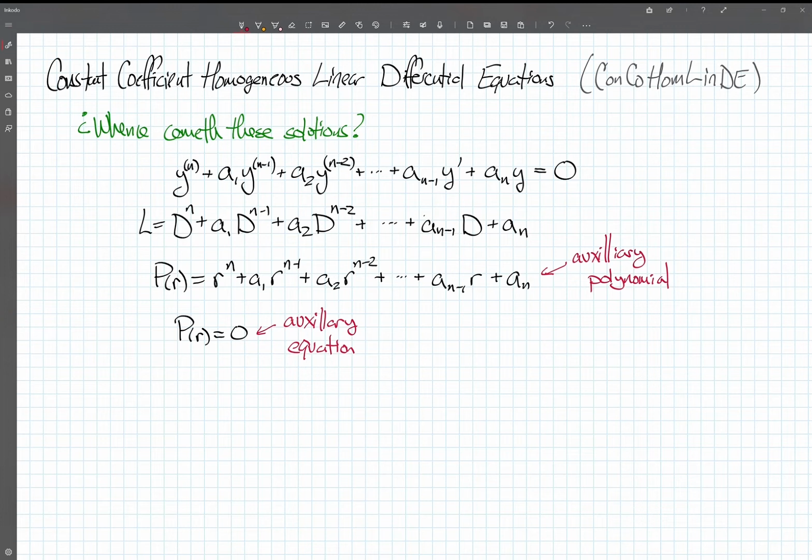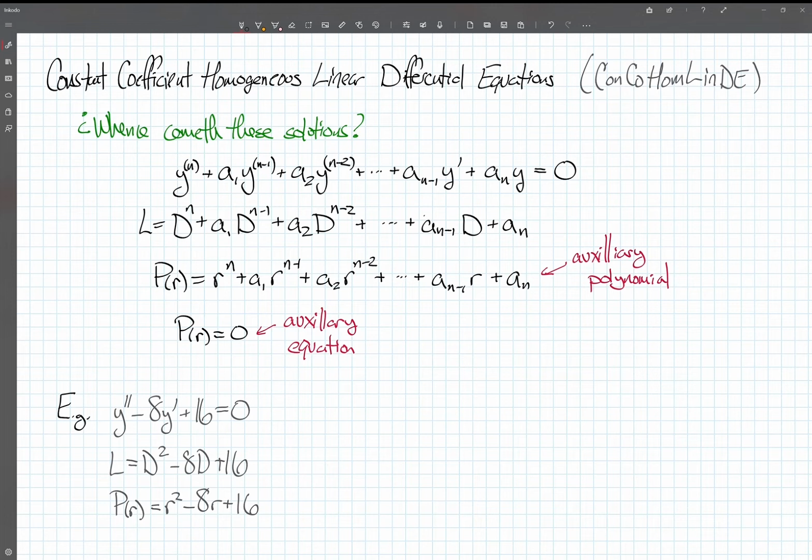So let's give an example where we just compute the auxiliary equation and find the auxiliary roots. If we look at this equation, y double prime minus 8y prime plus 16y equals 0, the corresponding operator is D squared minus 8D plus 16. So to get the auxiliary polynomial, you just replace D with r. And let's write down the auxiliary equation. Notice that that factors. So our auxiliary roots are just r equals 4. And I want to observe that that occurs with multiplicity 2. Multiplicity is going to play an important role in what we talk about.